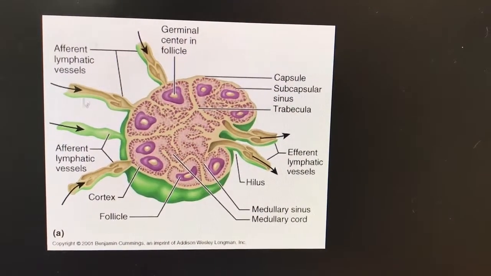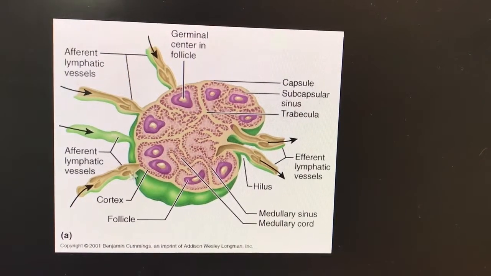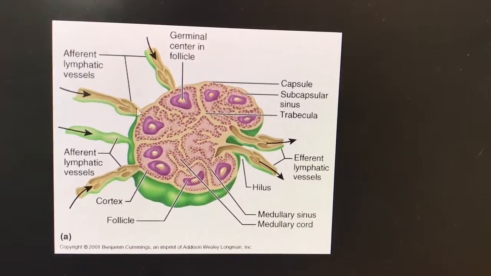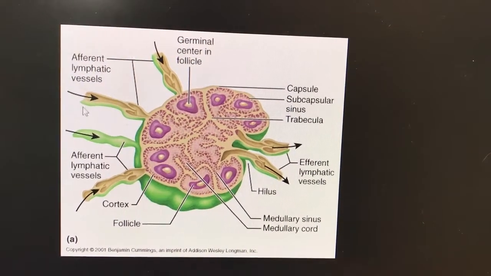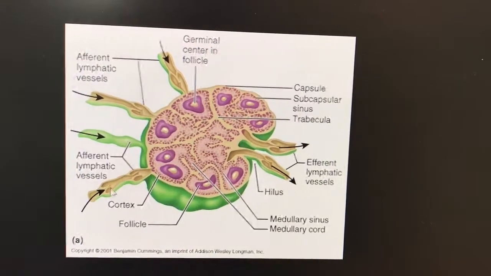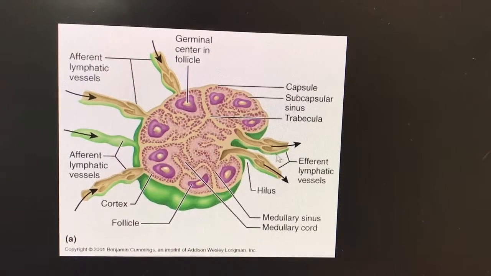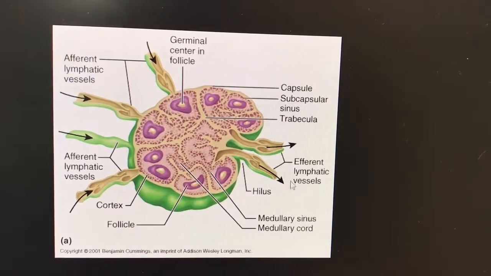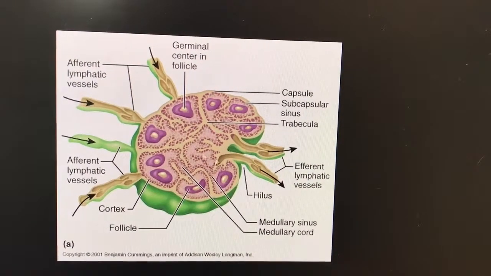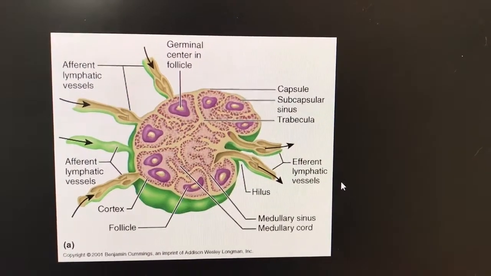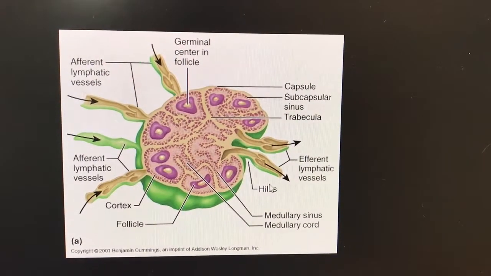These vessels on the outside of the lymph node are the afferent lymphatic vessels, which are bringing fluid into the lymph node. There are more of these than there are efferent lymphatic vessels. The efferent lymphatic vessels are bringing lymph fluid out of the lymph node through the hilum.